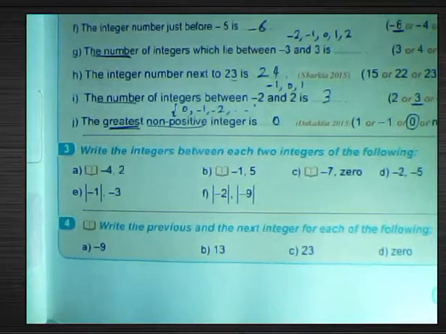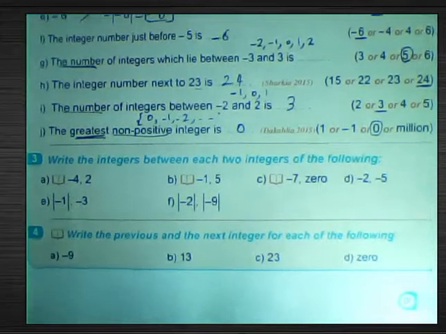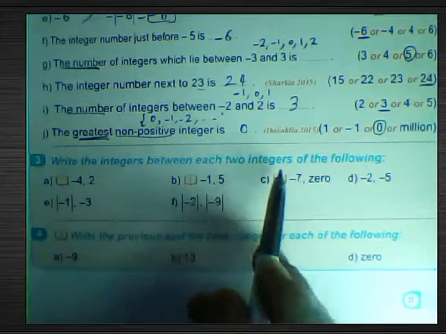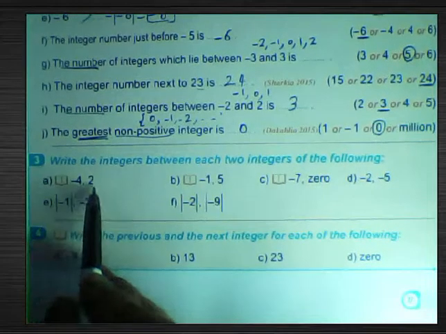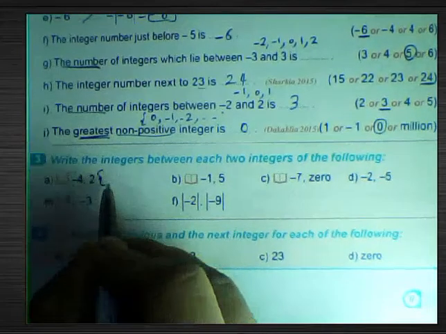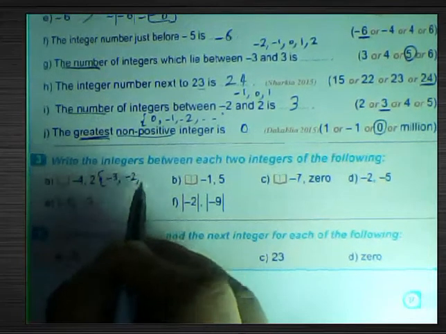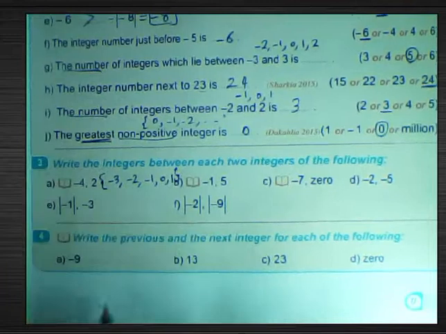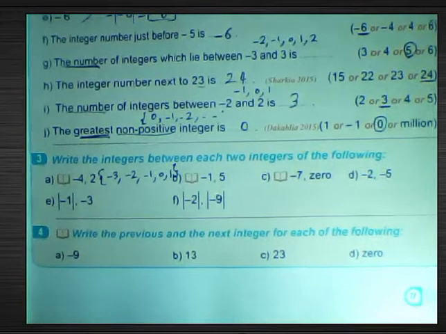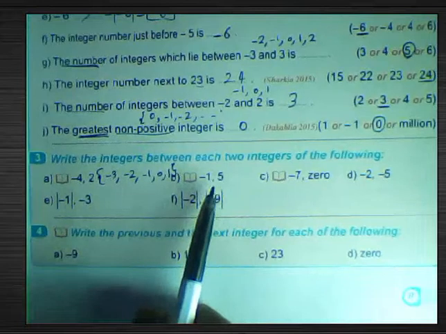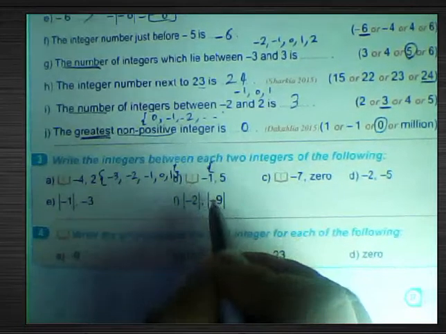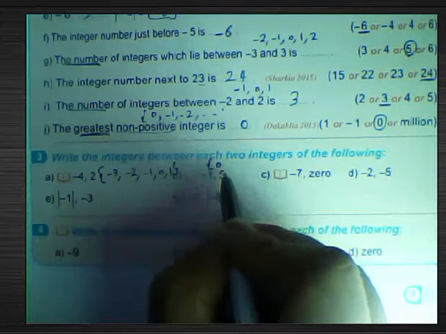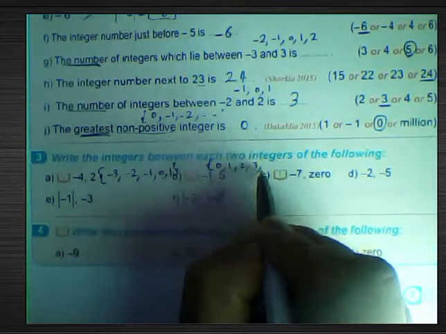Question 3. Write the integers between each of two integers of the following. Negative 4 and 2. We can write negative 3, negative 2, negative 1, 0, and 1. And letter B, negative 1 and 5. We can find the set of integers that lie between negative 1 and 5. We can write 0, 1, 2, 3, and 4.